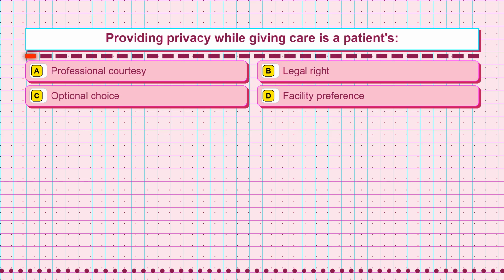Question 84. Providing privacy while giving care is a patient's. Option A. Professional courtesy. Option B. Legal right. Option C. Optional choice. Option D. A facility preference.